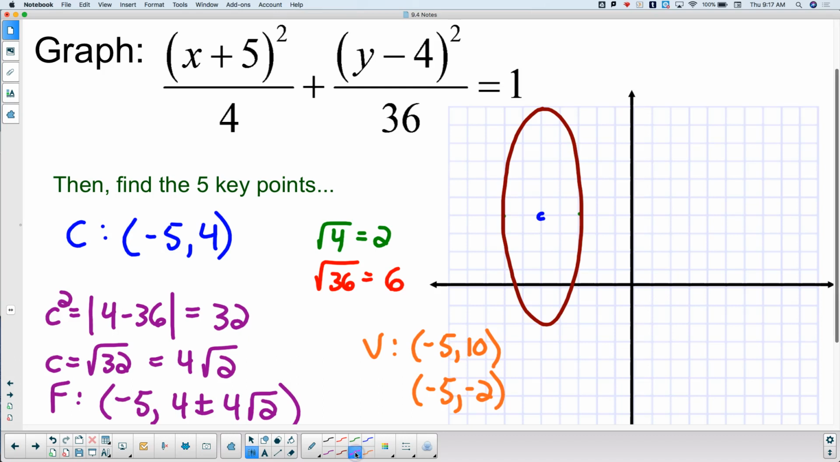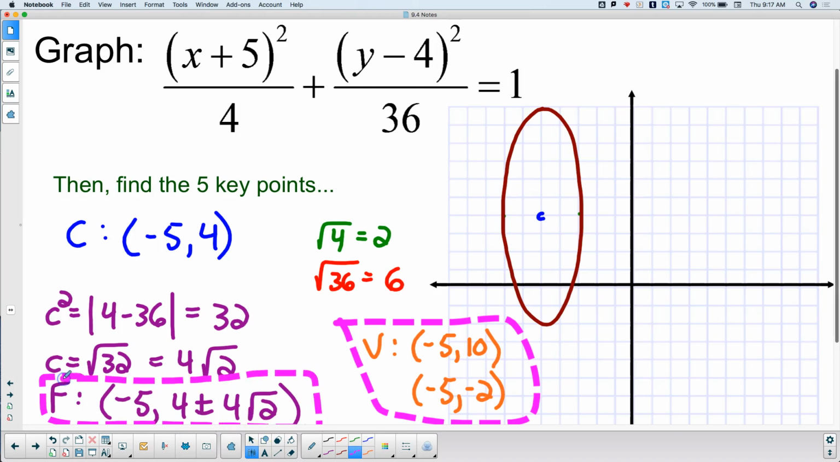Okay? So, picture is worth 1. Vertices are worth 2. Foci is worth 2. And center is worth 1. Because that gives me my 5 points and my graph.